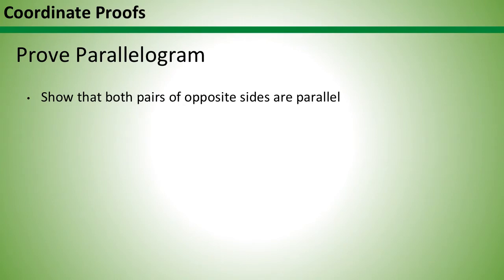The shapes that we're going to be looking at, the first one is a parallelogram. If I want to prove that something is a parallelogram, I only have to show one thing. All I have to do is show that both pairs of opposite sides are parallel. So I'm going to find the slope of my opposite sides. If those slopes are exactly the same, then this shape is a parallelogram.